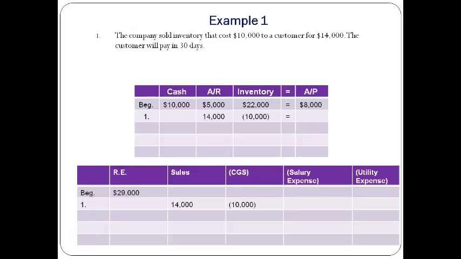Notice that the revenues are always recorded with a positive amount because they increase profits, and expenses are always recorded with a negative amount because they decrease profits. This will keep your accounting equation in balance.